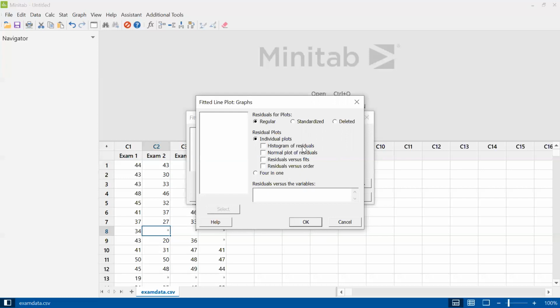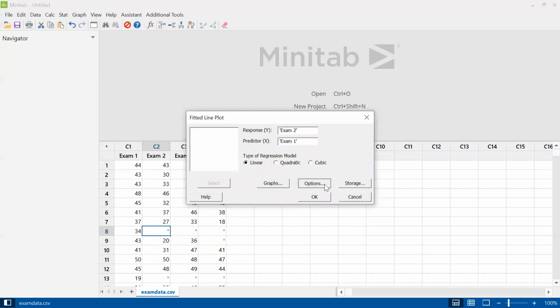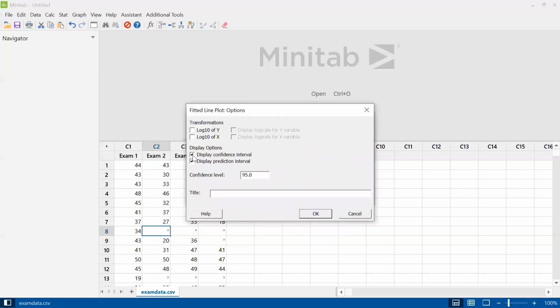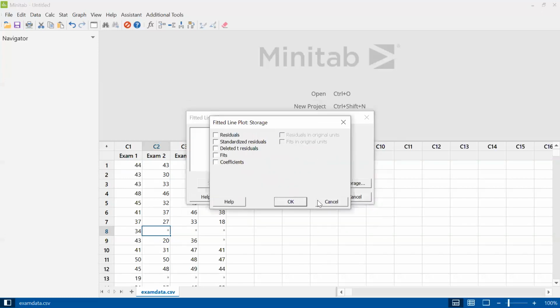Residuals are sort of how far away each point is from the line. So they have all this different stuff about looking to see how far away the dots are from the line, graphs of those differences. Options, these weren't checked off by default. I've gone ahead and checked these two display options, confidence interval and prediction interval, and 95% confidence interval is the default. What do these mean? I'll talk about that once we get a graph. And then the storage stuff, I don't really do that stuff here.